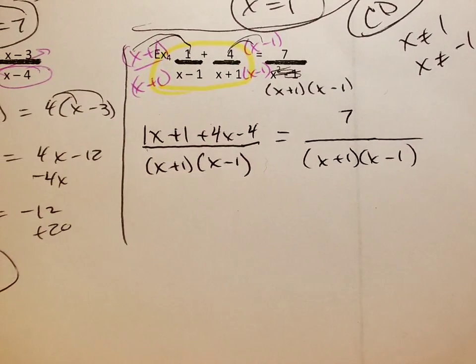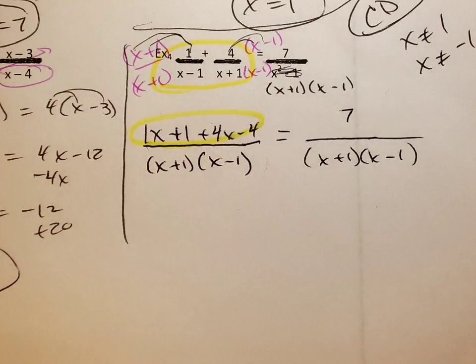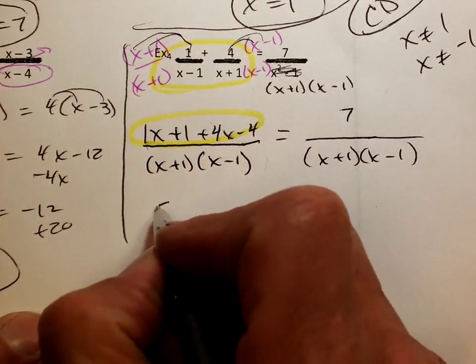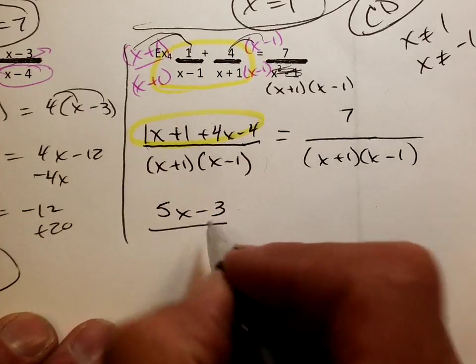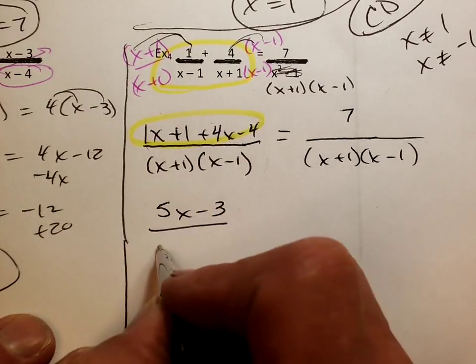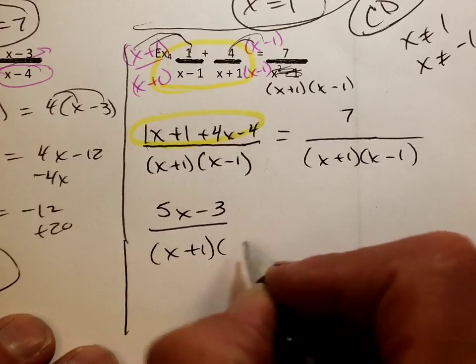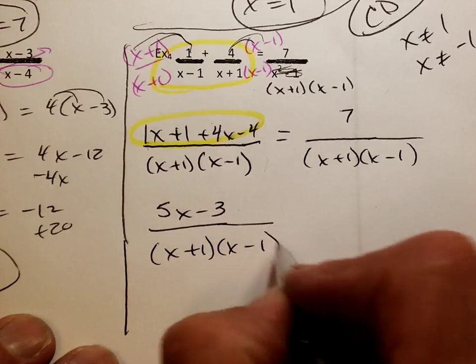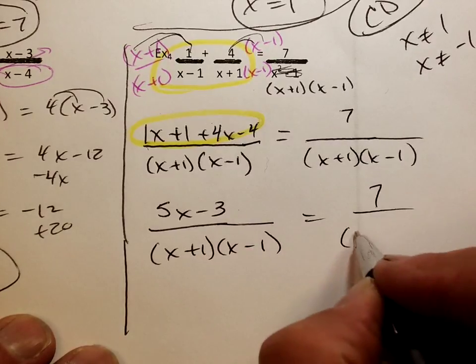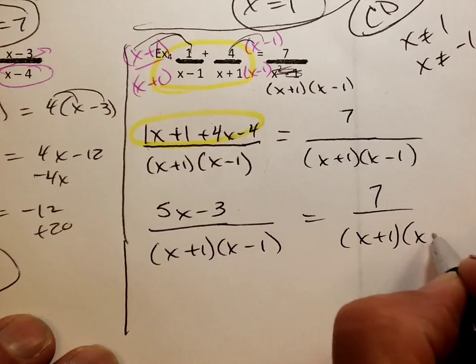Let's tidy it up a little bit. I gotta tidy this up a little bit. It's kind of a mess. So let's rewrite this as (5x minus 3) over (x plus 1)(x minus 1) equals 7 over (x plus 1)(x minus 1). Okay.